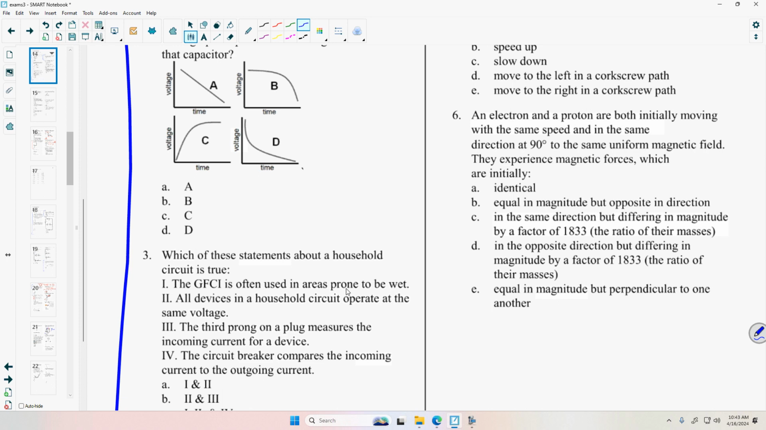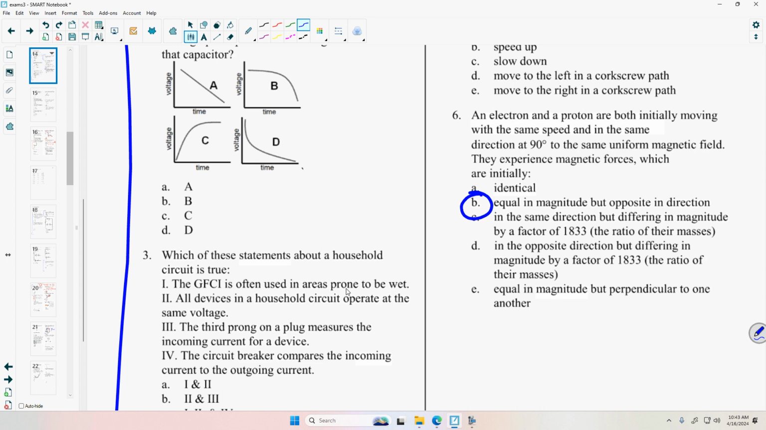Yeah, the answer should be B. There's a lot of words there. I have an electron and a proton. They're moving in the same direction, in the same magnetic field, and so they'll feel forces that are opposite one another, because everything's the same.